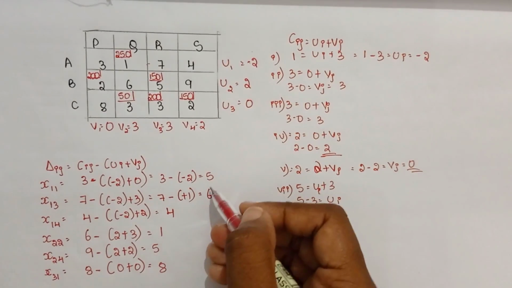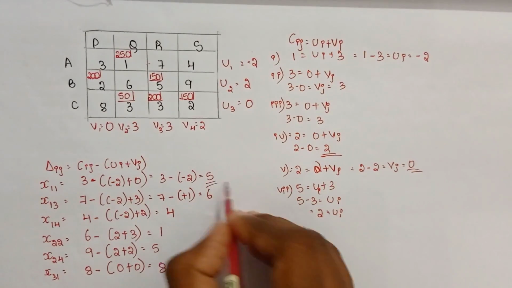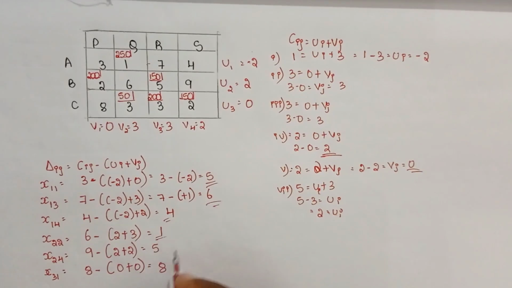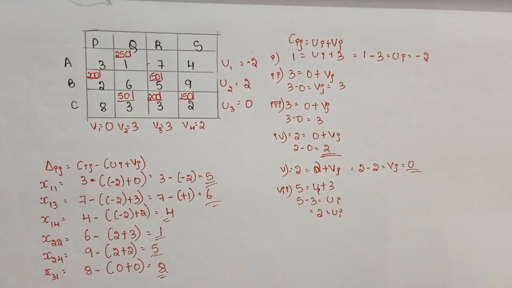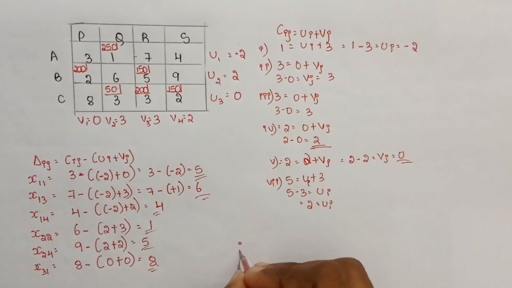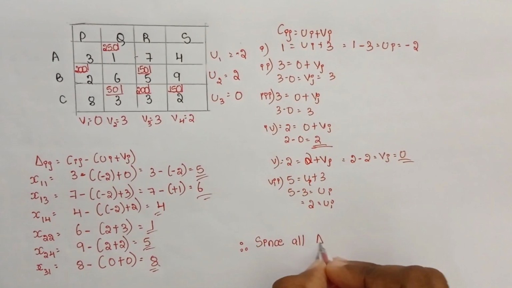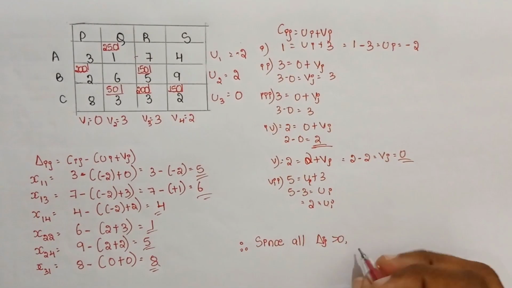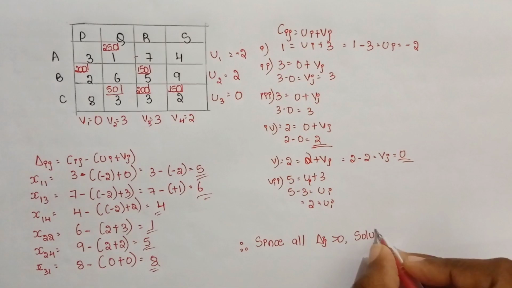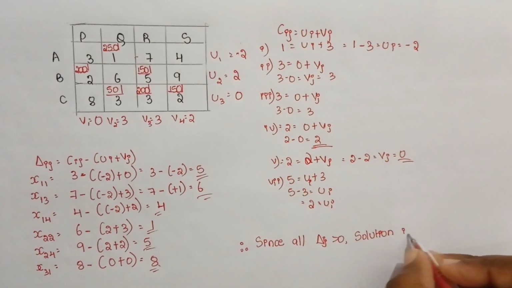Now you can see there is no negative value. 5, 6, 4, 1, 5 and 8. There is no negative value, which means we have got an optimum solution. Since all delta ij are greater than 0, the solution is optimum and unique.